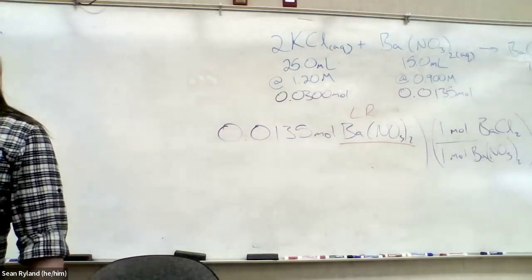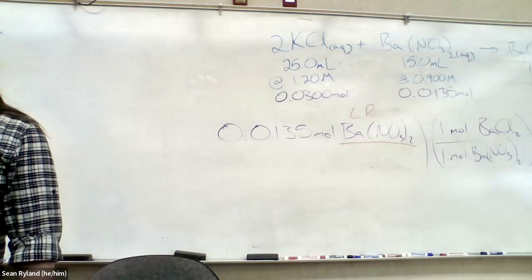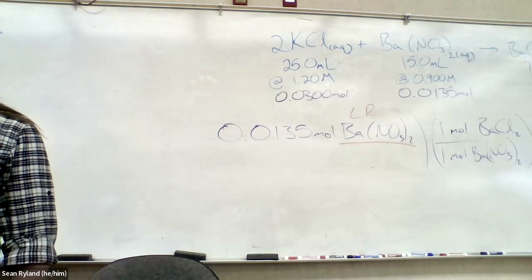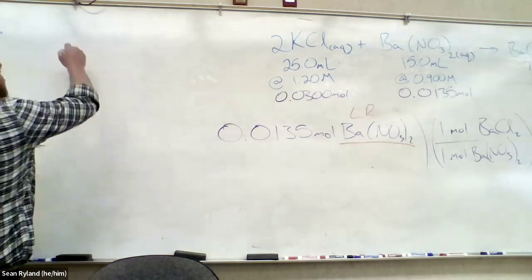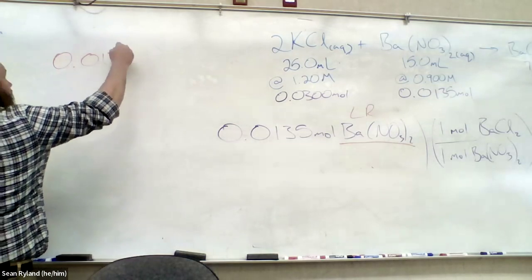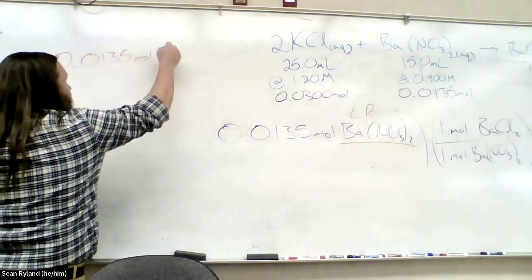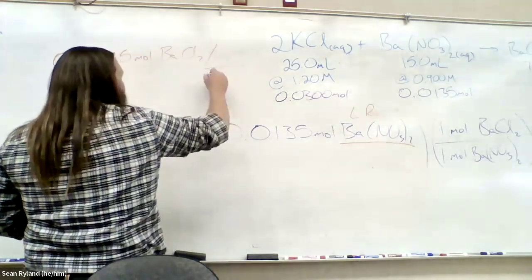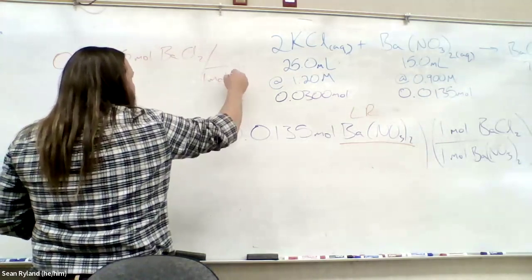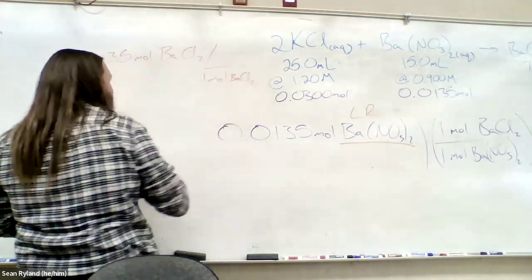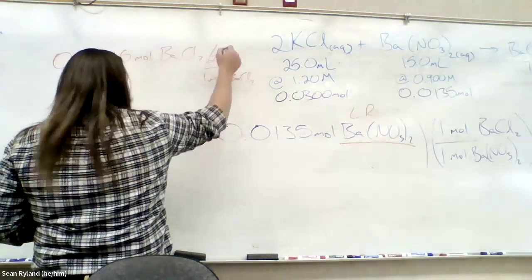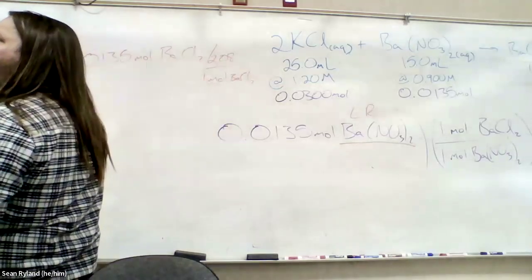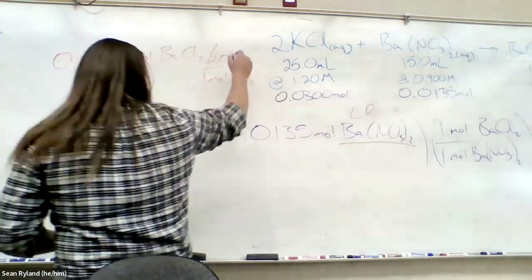So barium chloride, fairly large molecular or atomic weight, 137. So around 207 is going to be our molecular weight. One mole barium chloride is maybe 208 with sig figs. Yeah, 208 grams.